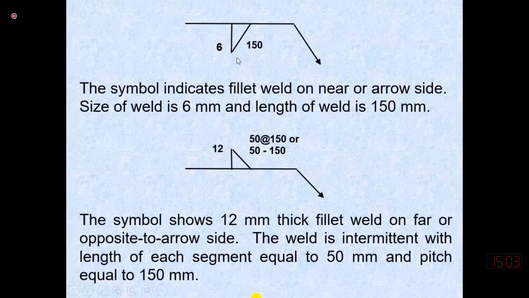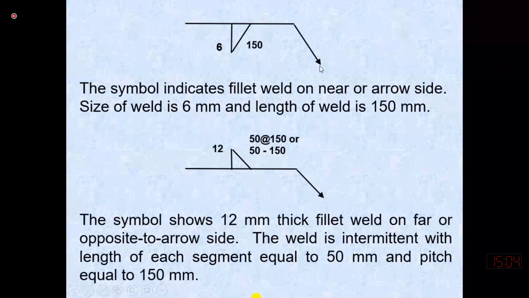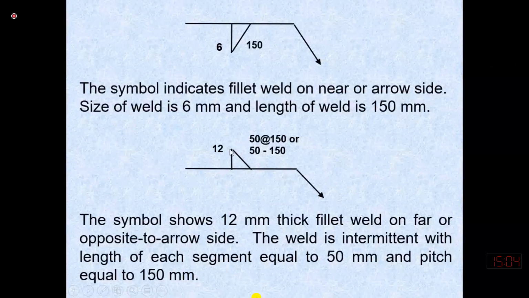This symbol indicates that, I am pointing toward the weld, the thickness of the weld will be 6 millimeter and the length of the weld will be 150, and we need to weld toward the arrow side. And here the arrow is pointing toward the weld, and this shows 12. We need to show a fillet sign over here. This shows we need to use a fillet weld whose thickness is 12 millimeter, and this is the intermittent weld.